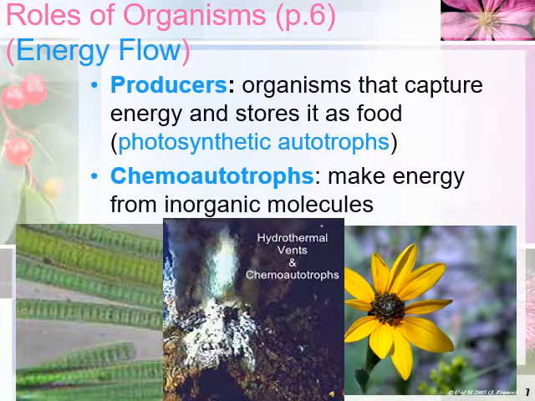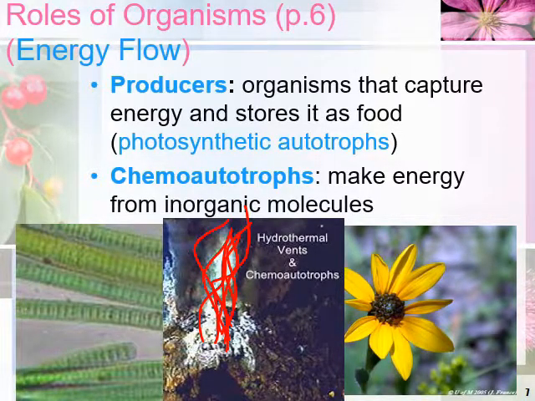Now, there are environments on Earth where we do not have any sunlight. At the very, very deep bottoms of the ocean, there are thermal jets. And near these thermal jets, there are chemoautotrophs. Chemoautotrophs can use inorganic material, and they can use energy from the hot thermal vents. So here we've got lots of heat that's coming out of the Earth's crust, and it's mixing with the water and making the water have really high temperatures.